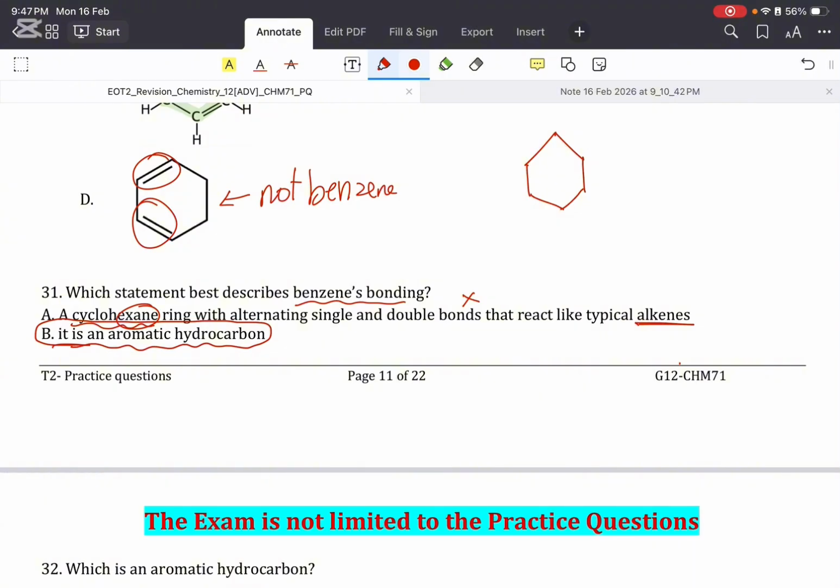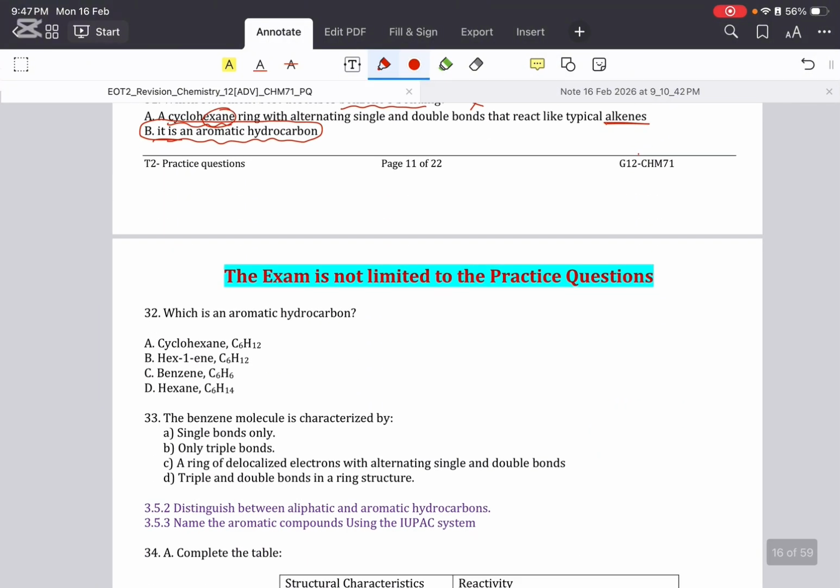You might be wondering why she's saying this is not a cyclohexane. I know it's a ring of 6 carbons, but this is a cyclohexane and this is a cyclohexene. This is a cyclohexadiene, like 2 double bonds. But this is not at all a cyclohexene. Not at all. This is benzene.